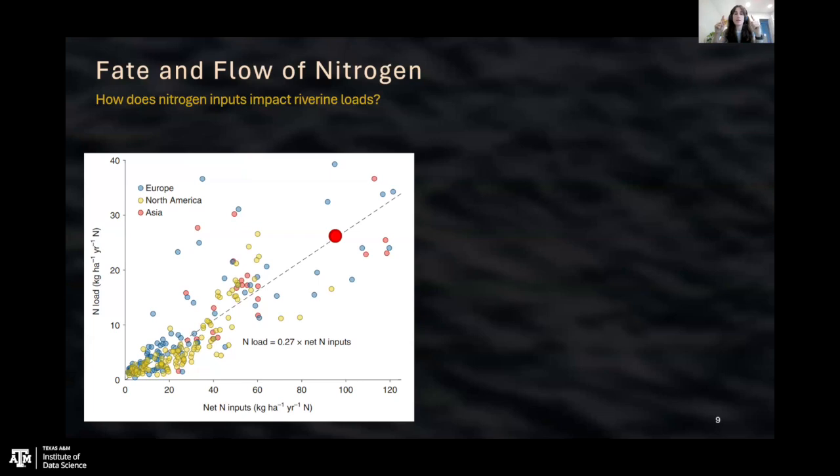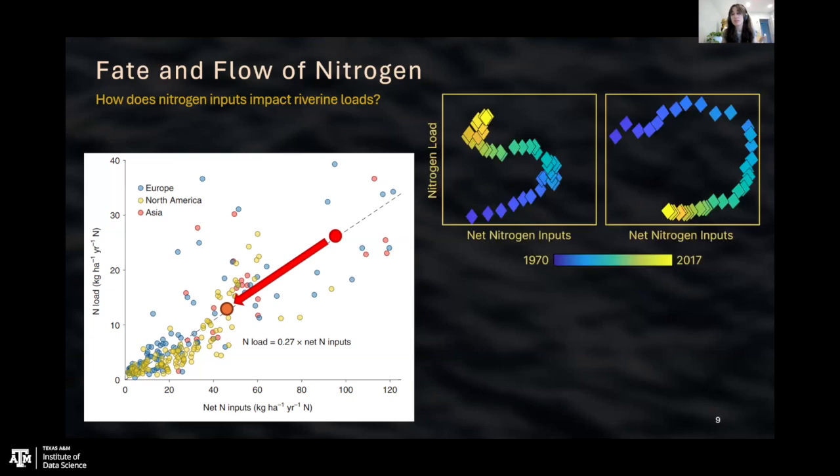So let's say we're trying to mitigate this issue. We want to reduce how much nitrogen is going into our rivers. The obvious answer, and what a lot of the research has focused on in the last 30 years, is that if we put less nutrients in the landscape, so that manure, that fertilizer, that atmospheric deposition, then what's in the river is also going to decrease, right? So that red dot, if we decrease that net nitrogen input, how much we put into the landscape, it should decrease how much is in the river. It should decrease that nitrogen load.